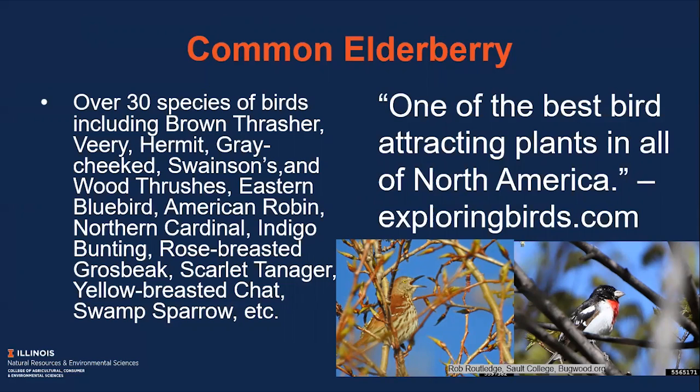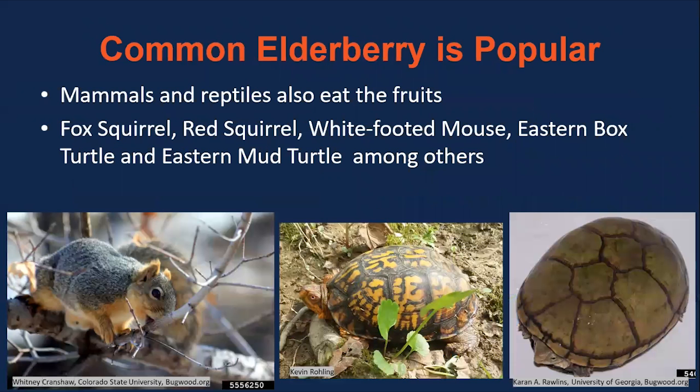So the brown thrasher is pictured here on the bottom left, and the rose-breasted grosbeak, just a couple of those many birds that are going to make use of this. In addition to the birds, we also have some mammals and reptiles that are going to potentially make use of those fruits. So fox squirrel, box turtles, eastern mud turtle, even a semi-aquatic turtle. Pretty cool. And a lot of things are going to be able to use this.